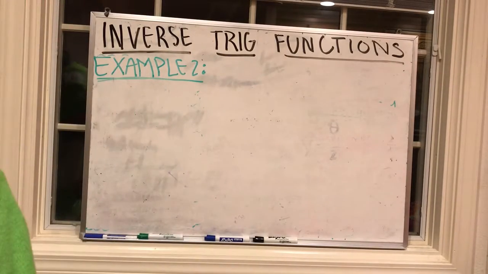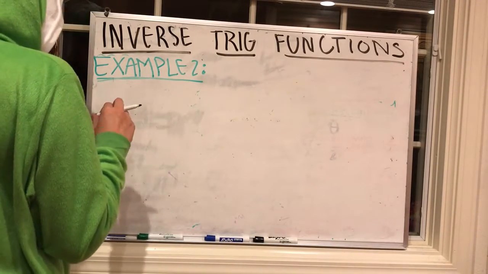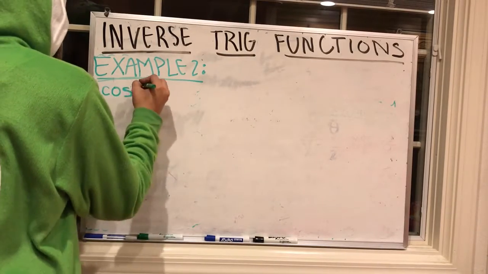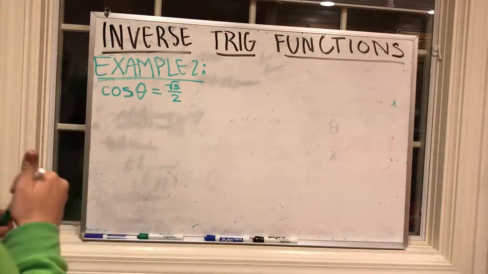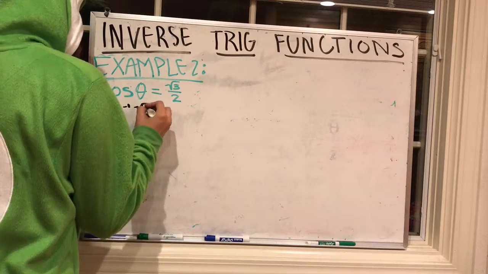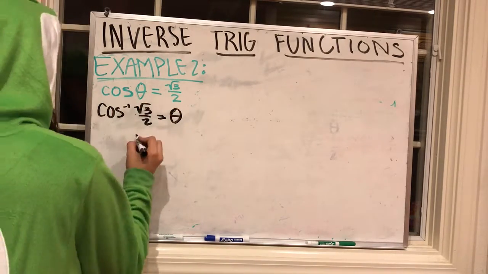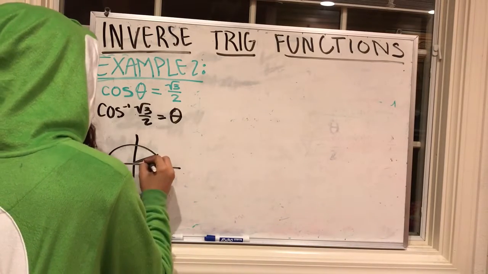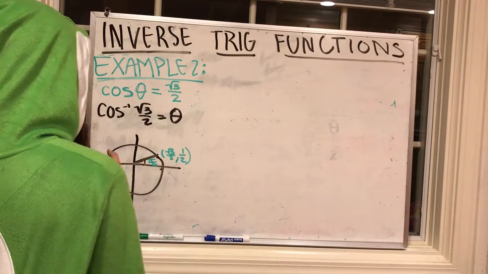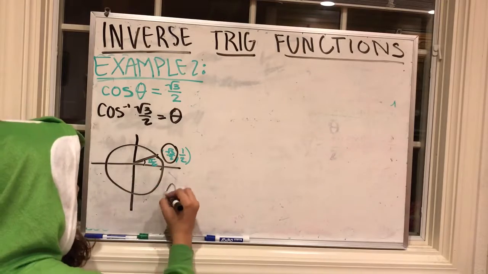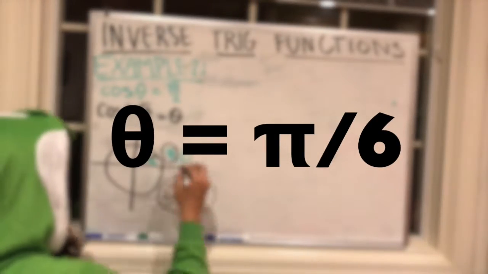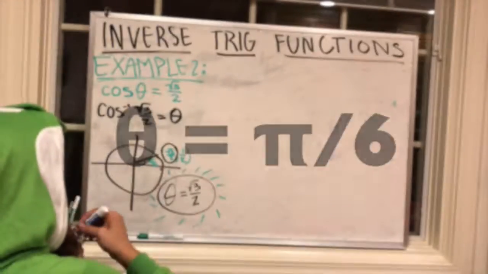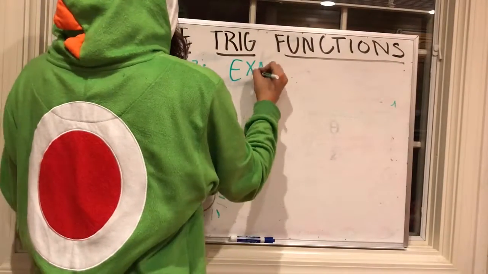So let's say that cosine of theta equals root 3 over 2. So we're looking for theta, which equals arc cosine of root 3 over 2. If we draw out our unit circle, we can find that the x value is root 3 over 2 at pi over 6. So using the same problem solving as we did in the first problem, we can determine that theta equals pi over 6. Let's go on to another example.